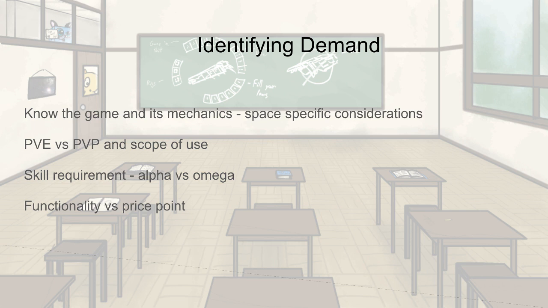Alright, next item will be PvE versus PvP focus and its scope of use. Basically, in general, PvE items tend to sell a lot more in terms of volume, not necessarily price per unit, but definitely volume. Simply because there are a lot more PvE activities going on in the game versus PvP activities, generally speaking. And there are a lot of crossover modules. Absolutely, there are a lot of crossover modules and a lot of crossover ships.